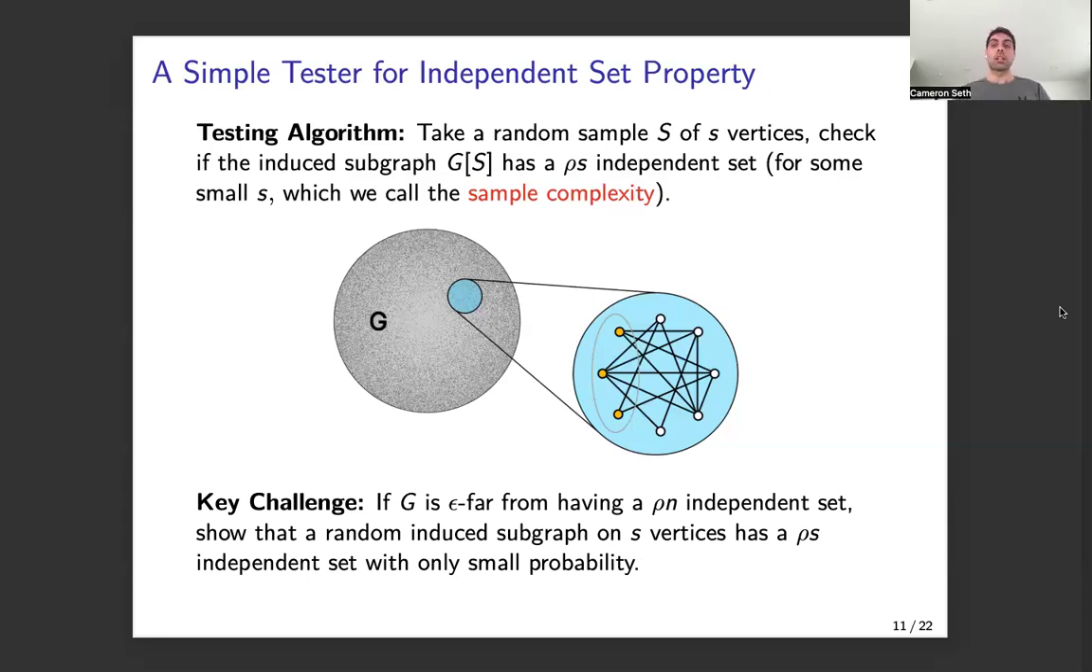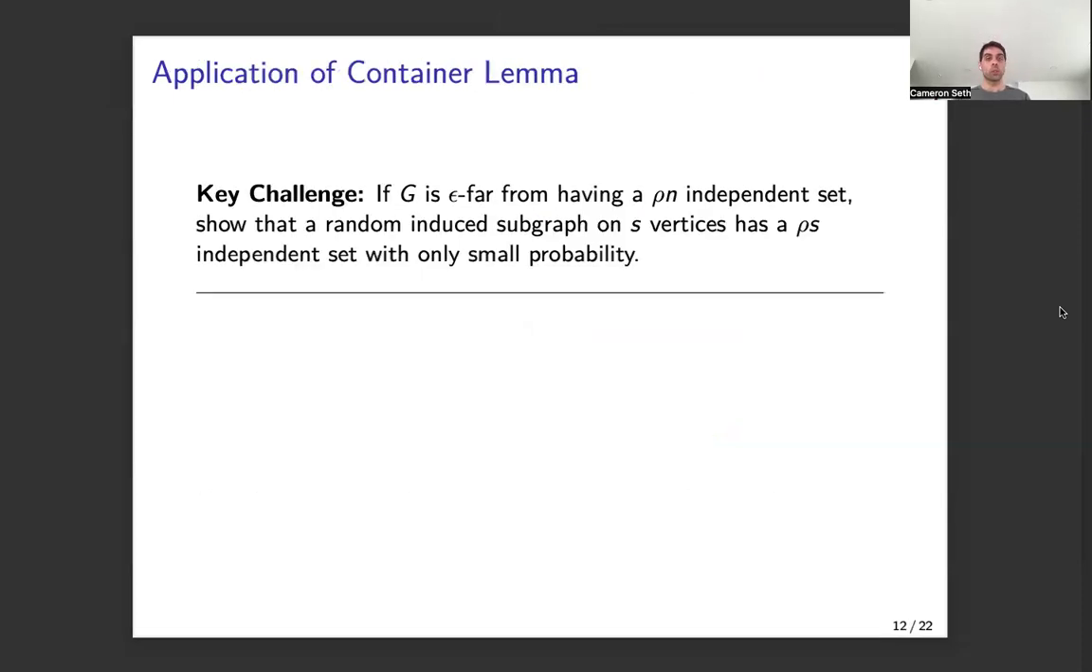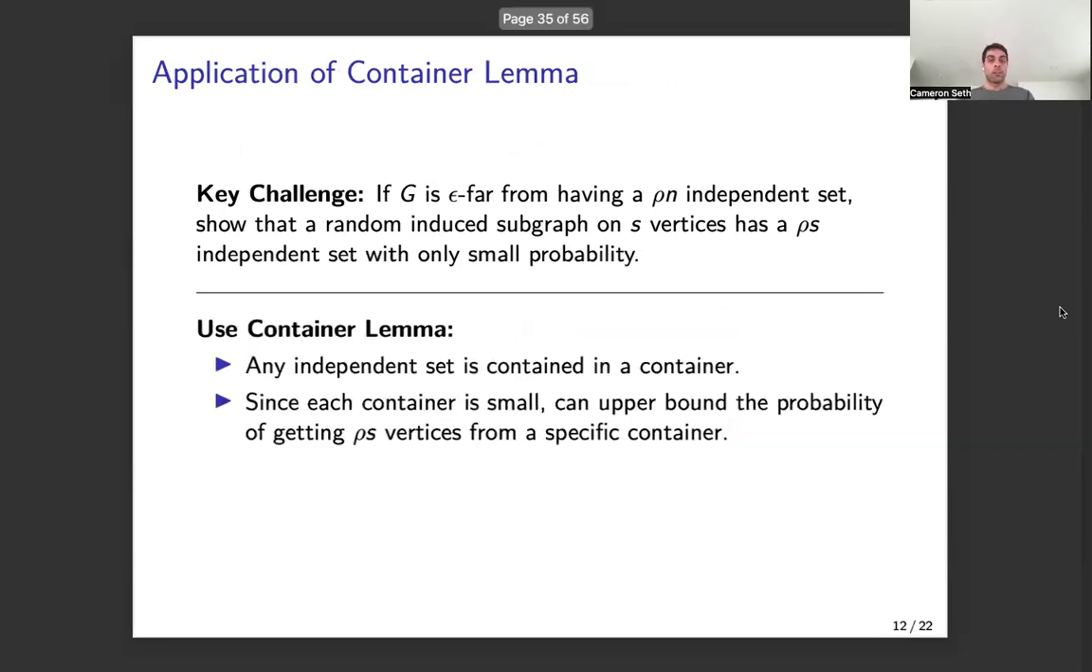And it turns out we can use the container method for this challenge. So I've just rewritten the challenge here. And recall the graph container lemma applies to graphs that are epsilon far from having a rho n independent set. And it gives this collection of containers. With this collection, any independent set is contained in a container, and every container is relatively small.